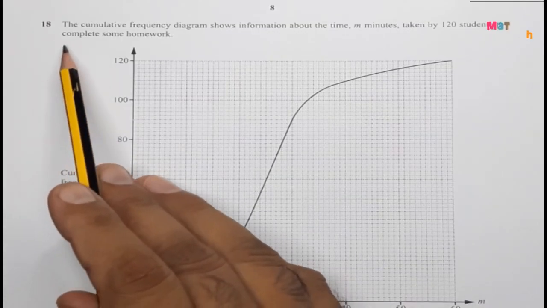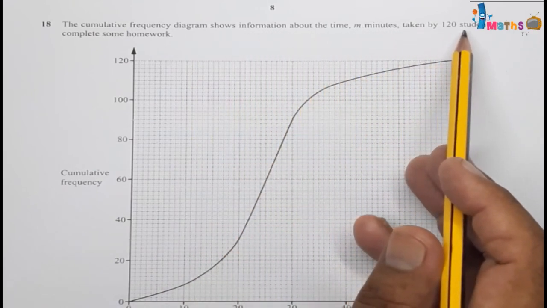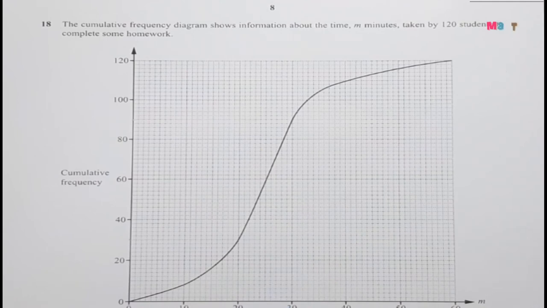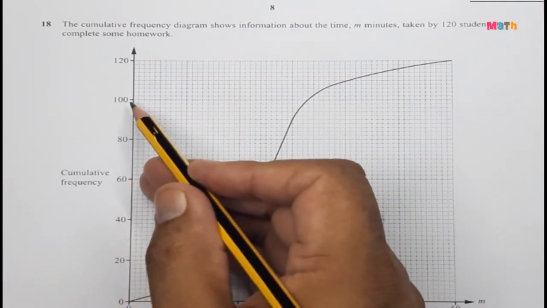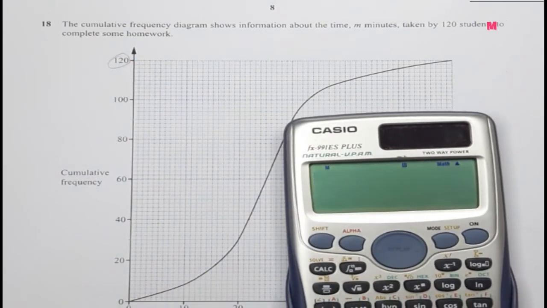Question number 18. The cumulative frequency diagram shows information about the time in minutes taken by 120 students to complete some homework. Use the cumulative frequency diagram to find an estimate of the interquartile range. For the interquartile range, we'll calculate the 25th percentile and 75th percentile of this cumulative frequency, so we'll calculate 25% of 120. 25% of 120 will be equal to 30.